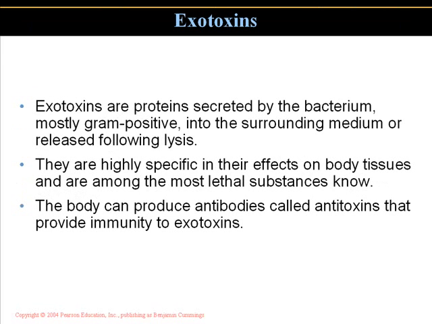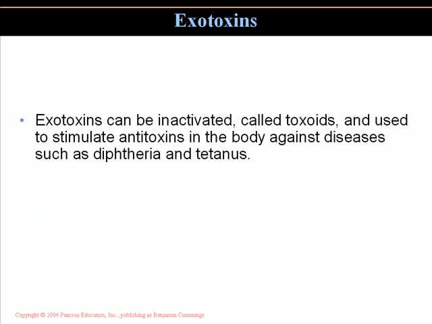Exotoxins are proteins secreted by bacteria, mostly gram-positive, into the surrounding medium, released by and following lysis. They are highly specific in their effect on body tissue. They're among the most lethal substances known. The body can produce antibodies such as antitoxins that provide a degree of immunity to certain exotoxins. Exotoxins can be inactivated by toxoids and used to stimulate antitoxins in the body against diseases such as diphtheria and tetanus. And you all are probably familiar with tetanus toxoid.